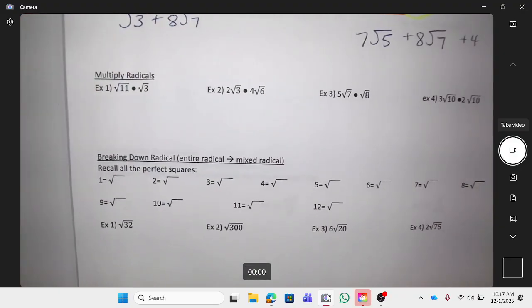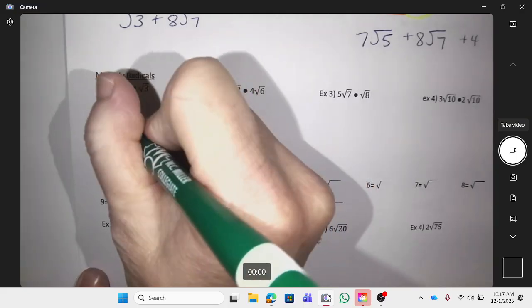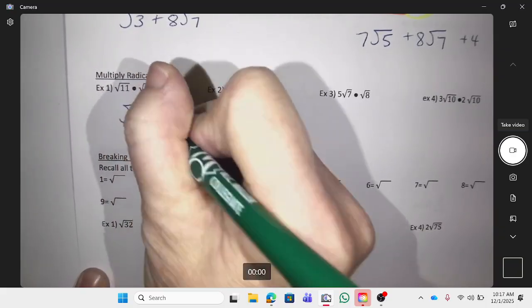Okay, multiplying radicals. So if you have the square root of 11 times the square root of 3, that makes the square root of 33.